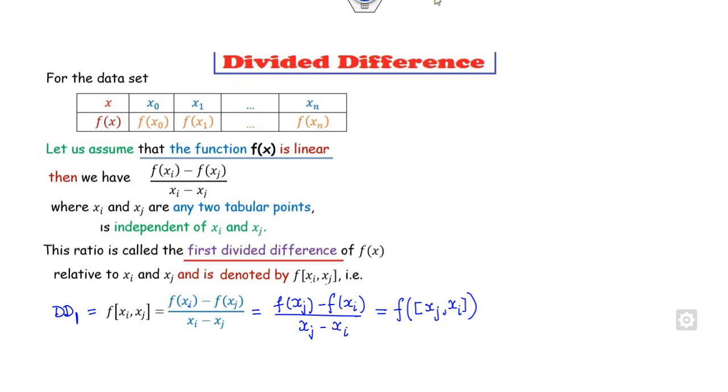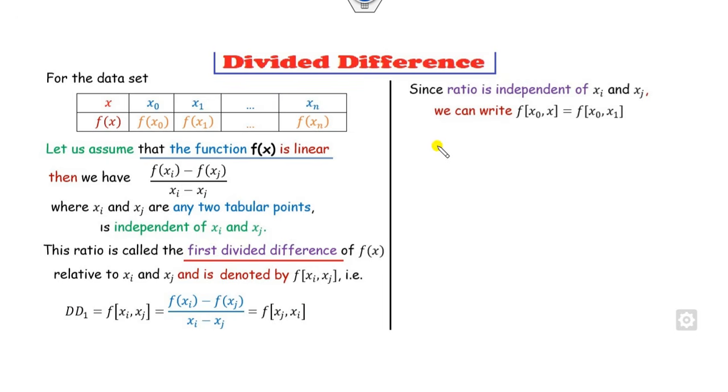Fine. So what do you conclude from this? It means f[xi, xj] is the same as f[xj, xi]. It means the first divided difference is symmetric. This is the first remark for you from this simple calculation. Now since the ratio is independent of xi and xj, I can simply take x0, x and x1 here and substitute these values.